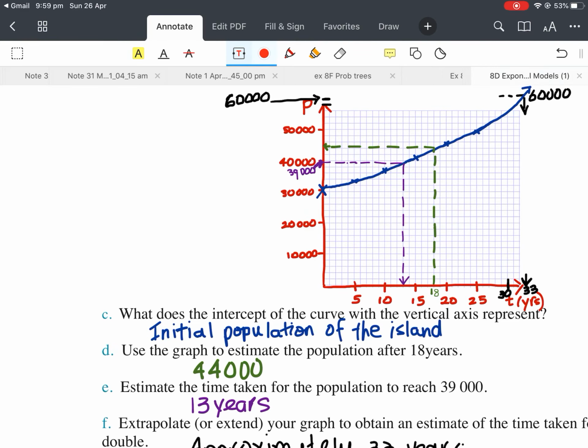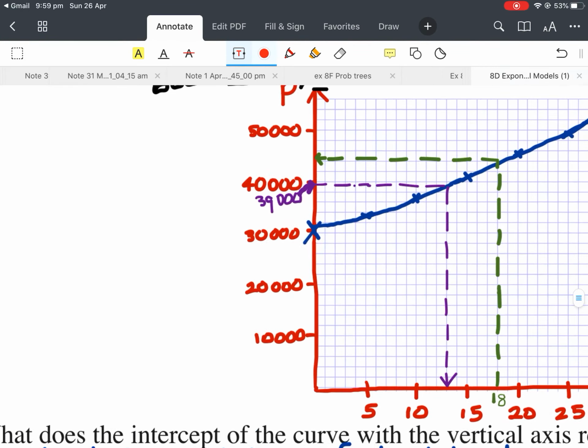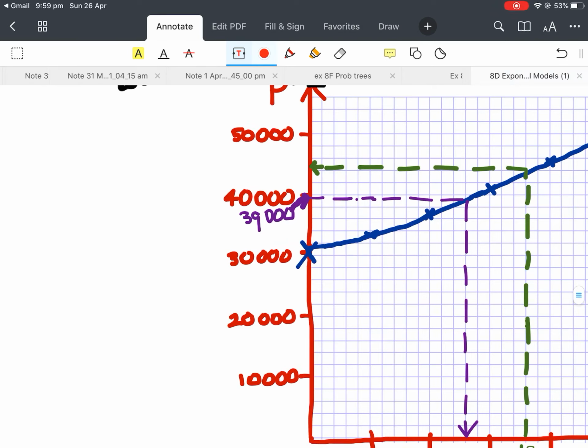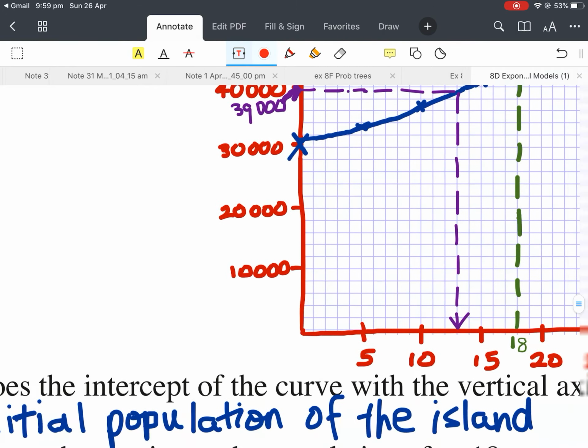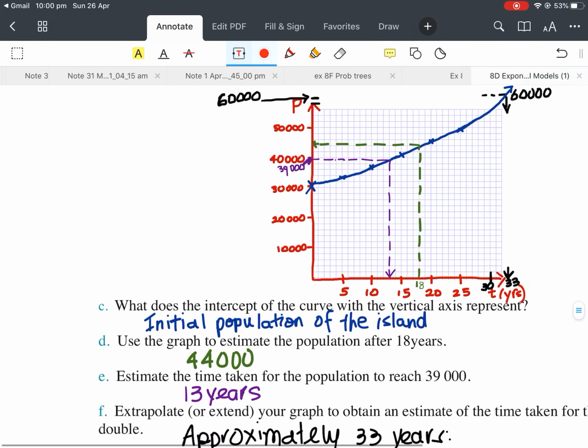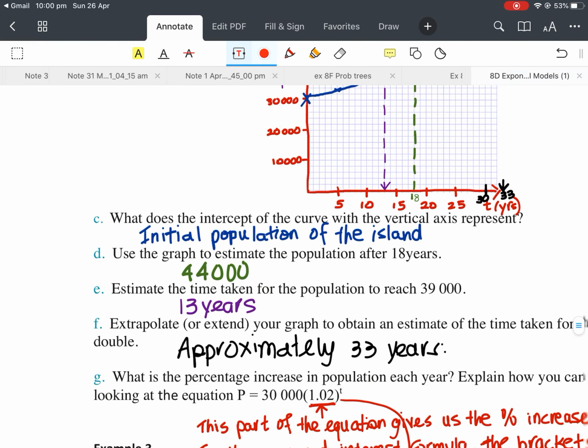Estimate the time taken for the population to reach 39,000. Okay, so 39,000 is actually just half a box below 40,000. So the purple line going straight across represents 39,000, and then I go down. Again, remember this is always just an estimate. So I'm estimating it's roughly 13 years. I'm going off my drawn graph, so that's how I got 13 years. Remember, go off your graph.